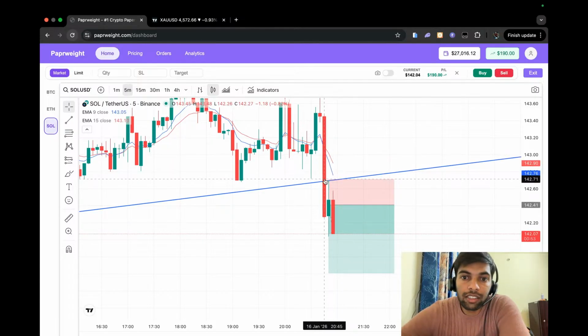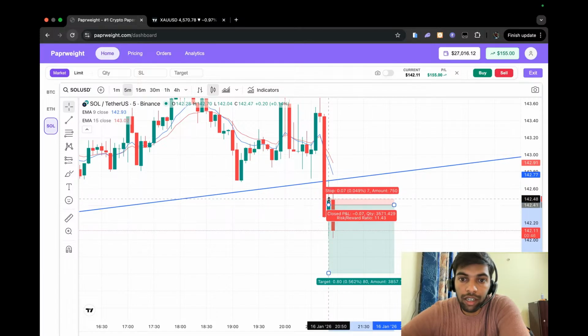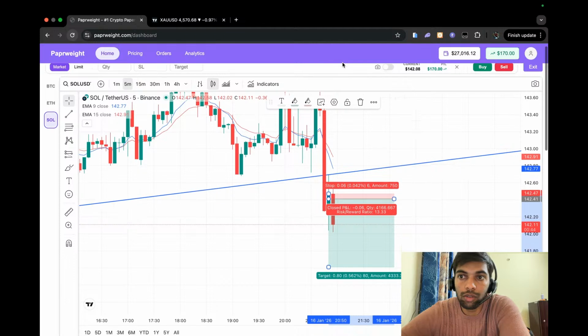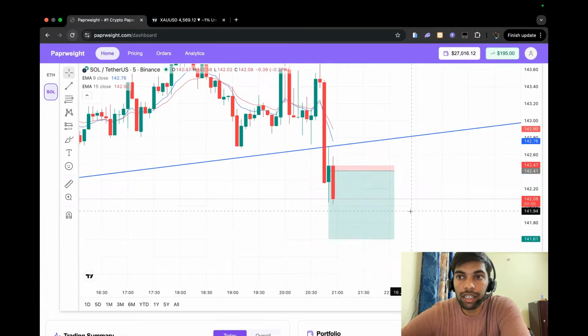Now I will not take any risk in this particular trade, because I think I will cut my trade to cost to cost. If it reverses from here, then it doesn't make any sense to be unnecessarily taking risk.